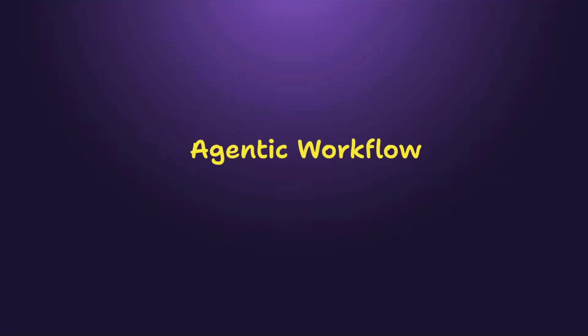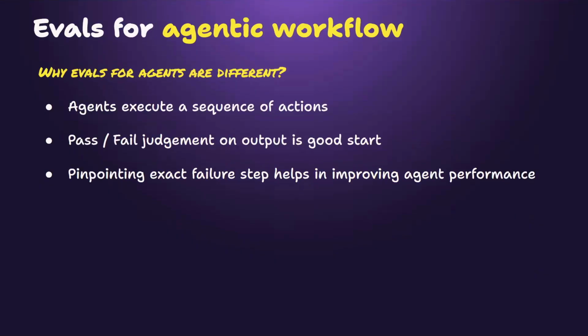Now, let's also talk about another very popular workflow, which is the agentic workflow. Why are the evals for agentic workflows very different? The reasons are as follows. Agents execute a sequence of actions to achieve an end objective, let's say booking a flight ticket. The final outcome, that is, did the agent book a flight ticket or not, is a good start, but it doesn't allow us to pinpoint the problem in the agentic workflow.